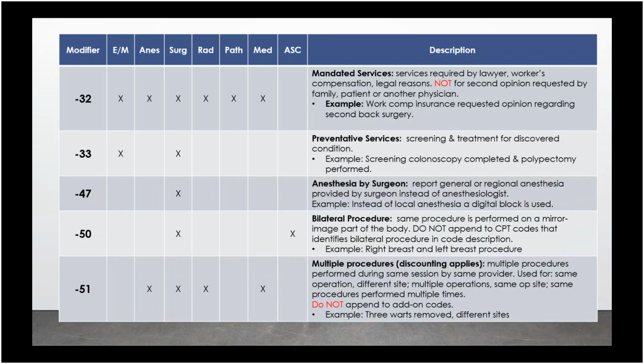32 is used on everything but ambulatory surgery center. It is mandated services, so it's required by the lawyer, workers' compensation, legal reasons, and it's not for second opinions or requested by the family, patient, or another physician. So work comp insurance requests an opinion regarding second back surgery. Is there a reason to have it?